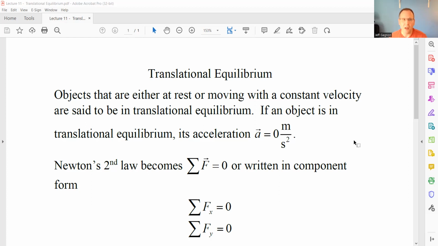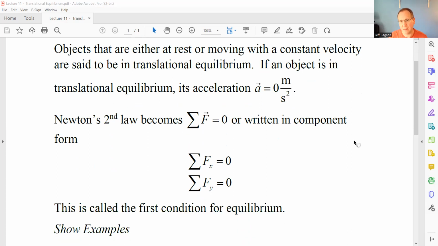So if you apply Newton's second law, remember Newton's second law says that the sum of the forces is equal to ma, mass times acceleration, but the acceleration is zero, that means that the sum of the forces must equal zero. So anytime that an object is in translational equilibrium, the sum of the forces is equal to zero.